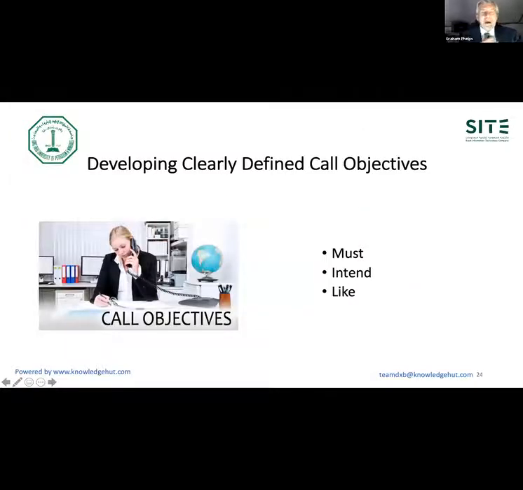Now, if we are a salesperson, every single call, every visit from a customer, every meeting, every phone call must have an objection. Sorry, an objective. Must get that right. An objective. This is a goal. This is something I want to achieve.